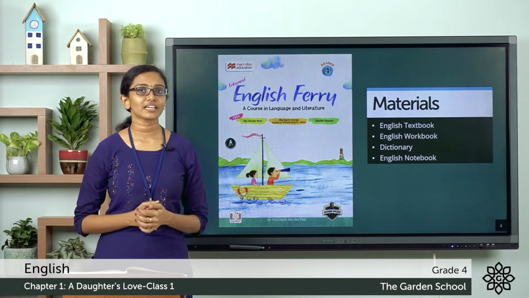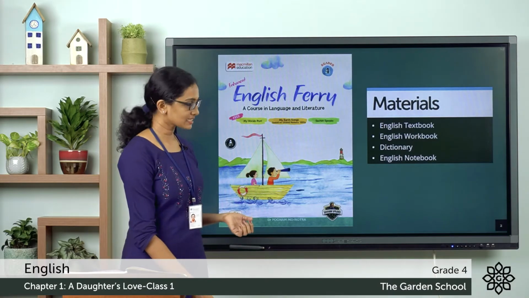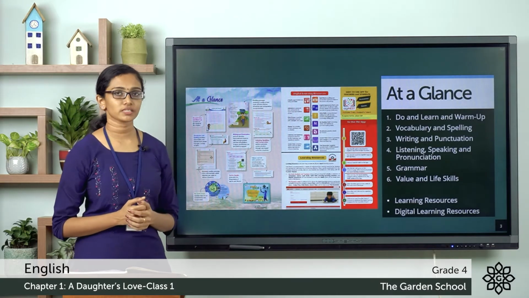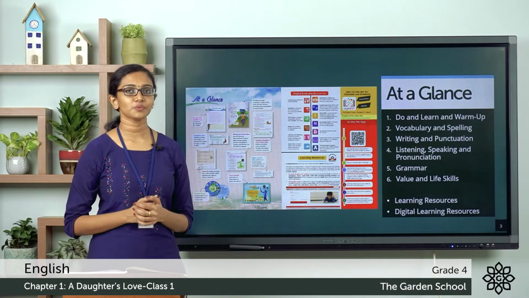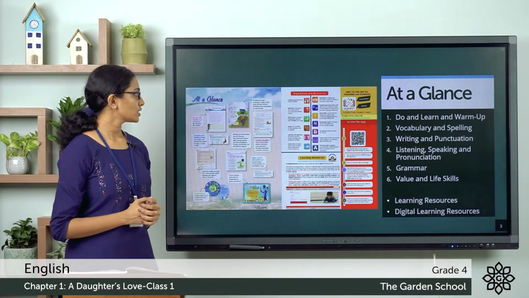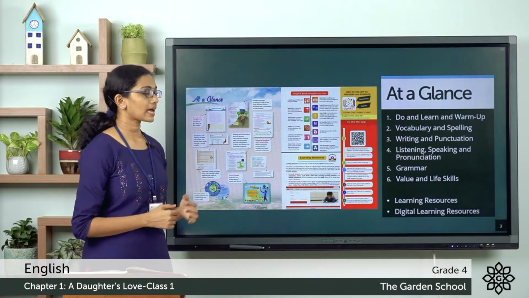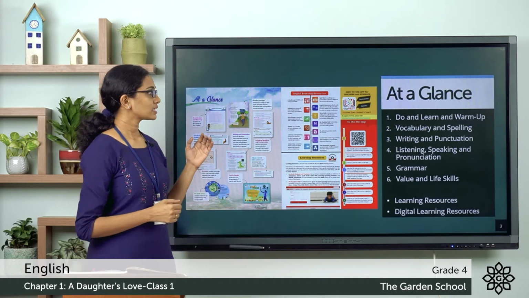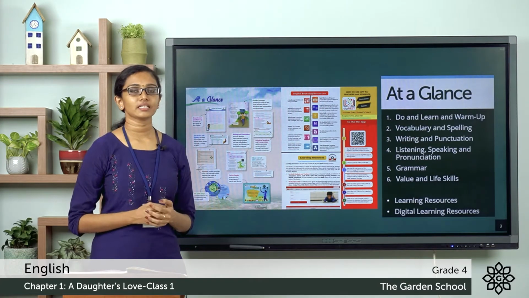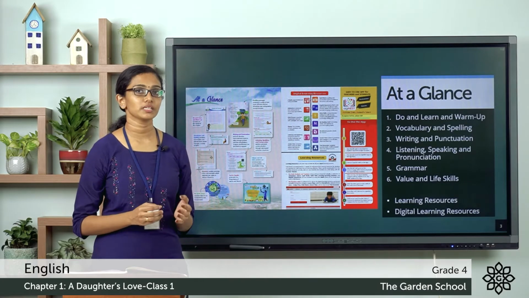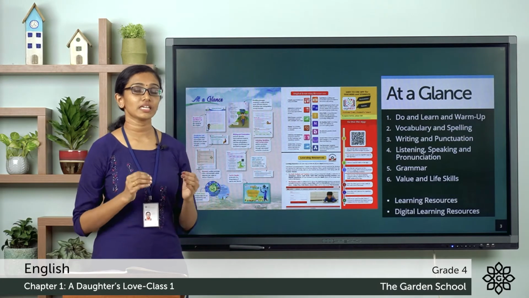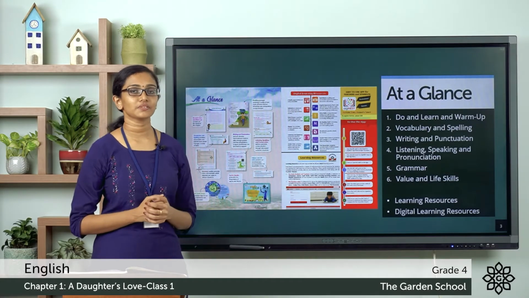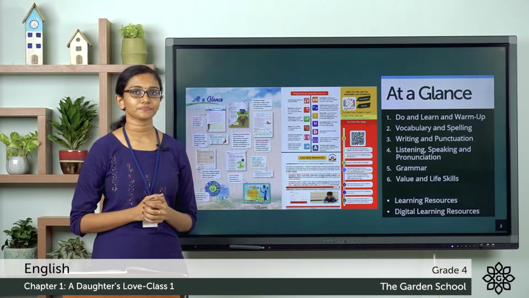Now, let's look at the contents of this textbook at a glance. As you turn the pages, you'll see these two pages. These are the contents in this textbook, explained in short. So you see a Do and Learn and a warm-up session for each unit. These sections contain interesting activities which will set the mood for the chapter. Each unit will have a specific theme, and these will be activities based on this theme.